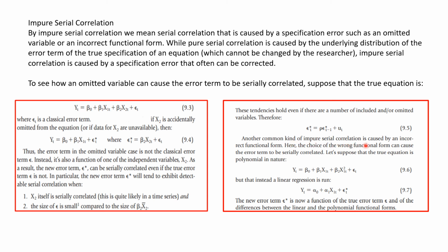Another common kind of impure serial correlation is caused by an incorrect functional form. Here, the choice of the wrong functional form can cause the error term to be serially correlated. Let's suppose the true equation is polynomial in nature like this: Yt equals beta 0 plus beta 1 x1t plus beta 2 x1t squared plus eta t. But instead we run a linear regression, yt equals alpha 0 plus alpha 1 x1t plus eta t star. So here this new error term eta t star is now a function of the error term eta and of the differences between the linear and the polynomial functional form.